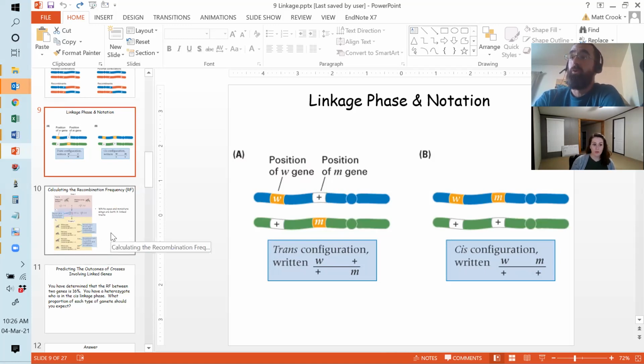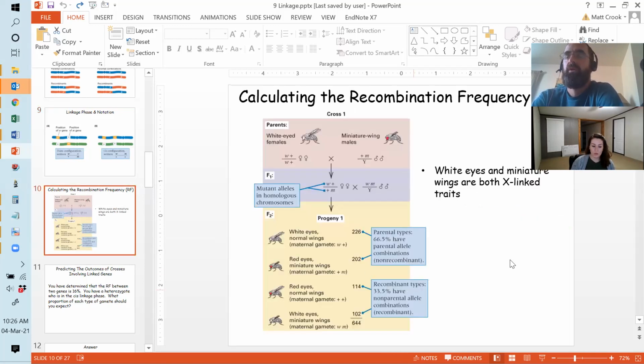We can figure out gene order on chromosomes. We'll get to that maybe in a little bit.